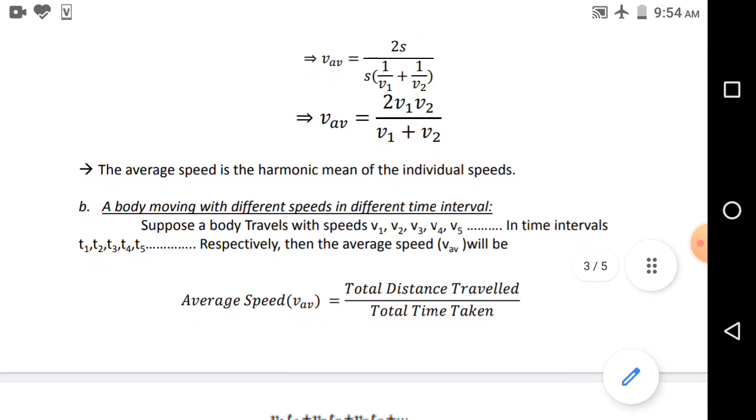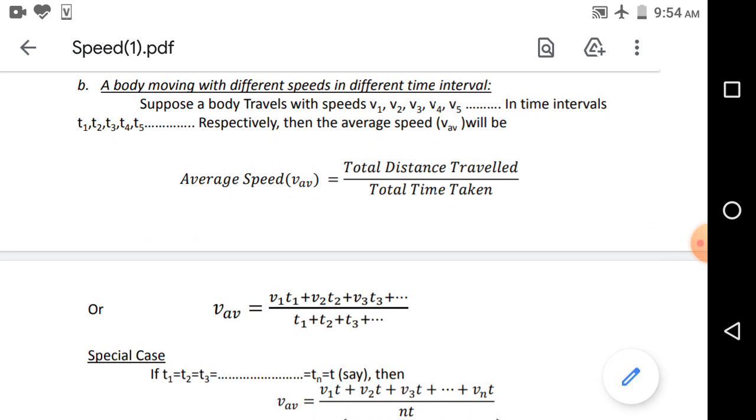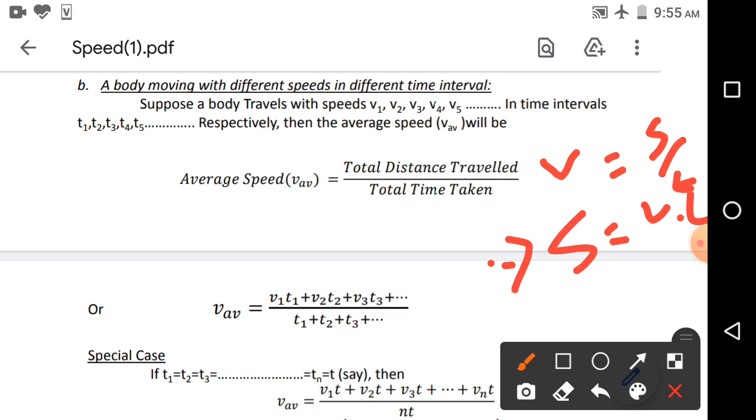Then the second situation is the body is moving with different speed in different time intervals. That means we know about the speed and we know about the time interval, but we have no idea about the distance covered. So here in this case we have to convert the distance in the form of V and T. So V equal to S by T. Then distance covered can be written as S equal to V T.